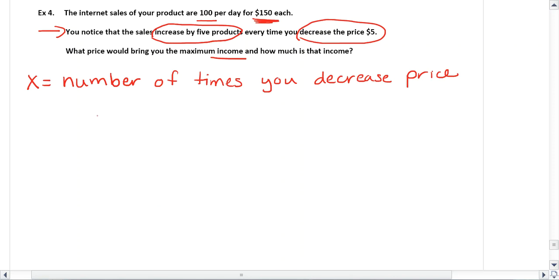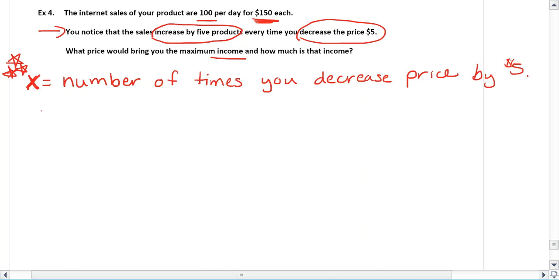The key to this problem is choosing your x correctly. So I'm going to give this to you. Your x in this problem is the number of times that you are going to decrease the price by that $5. Okay. So this is the key. If you know what the x is, I may even have to remind you of this on the test. X is the number of times you're changing the price.